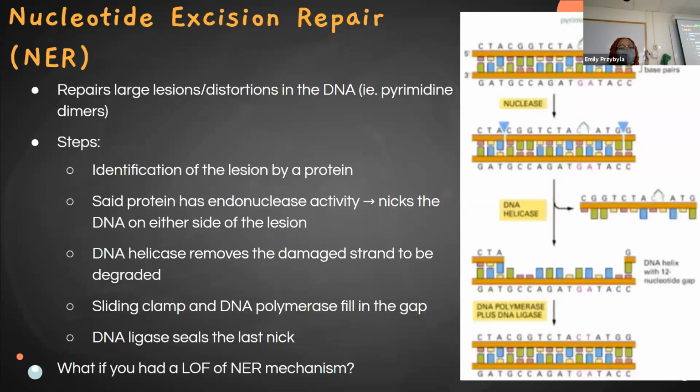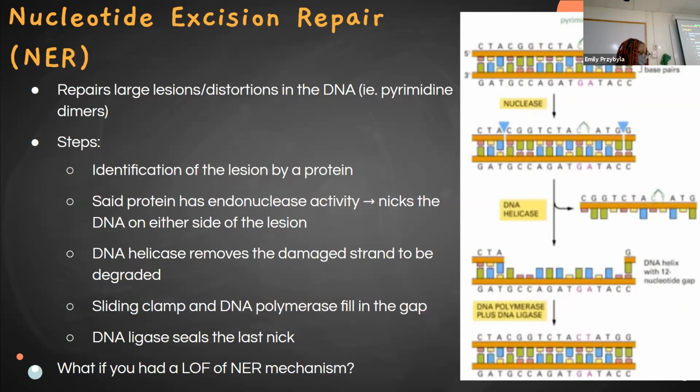And we are going to compare this now with nucleotide excision repair, which repairs large lesions in the DNA. So remember the pyrimidine dimers, that's a big deal problem. We identify the lesion by a protein. You don't need to know the protein in this case. That has endonuclease activity. Endonuclease, we know it's going to cut, it's going to nick the DNA. Helicase removes the damaged strand, it gets degraded, and then the DNA polymerase comes in to fill the gap, and ligase comes in and seals it back up. So this seems very similar, but in this case, we're taking out a big chunk using DNA helicase. And then DNA polymerase and ligase are coming in and filling in the whole big chunk, versus just taking out one base, chopping a few of them, and filling it back up.